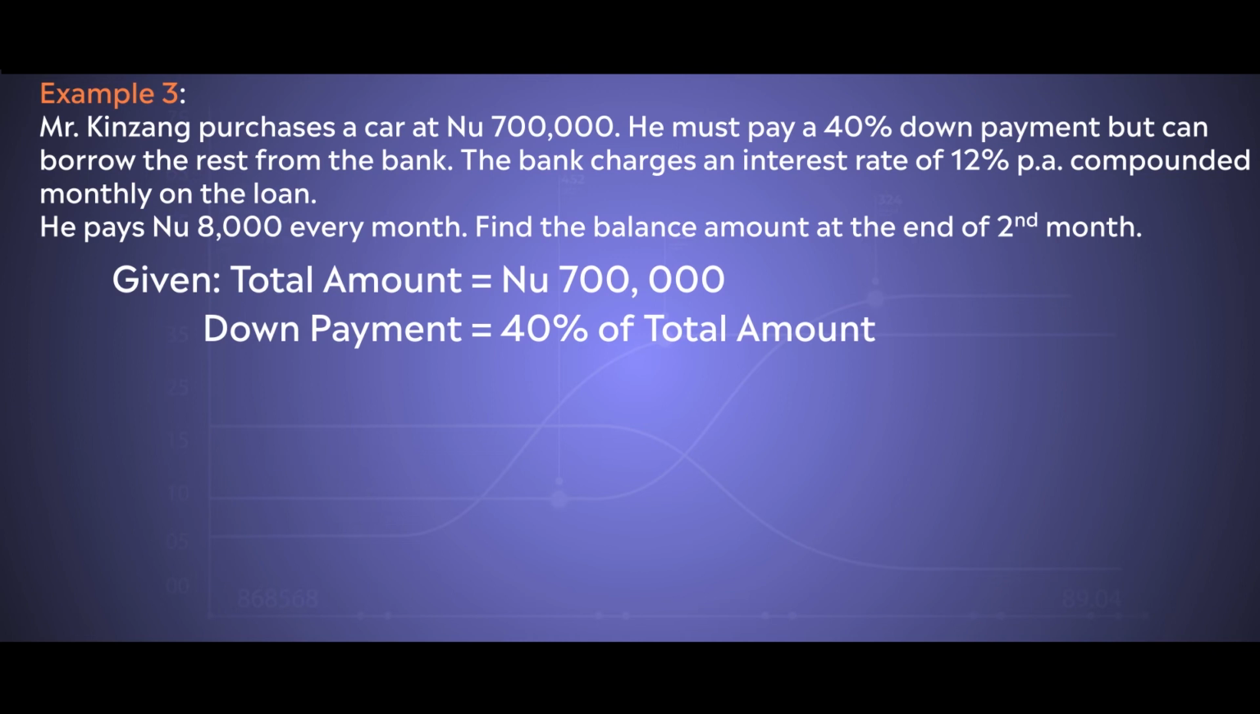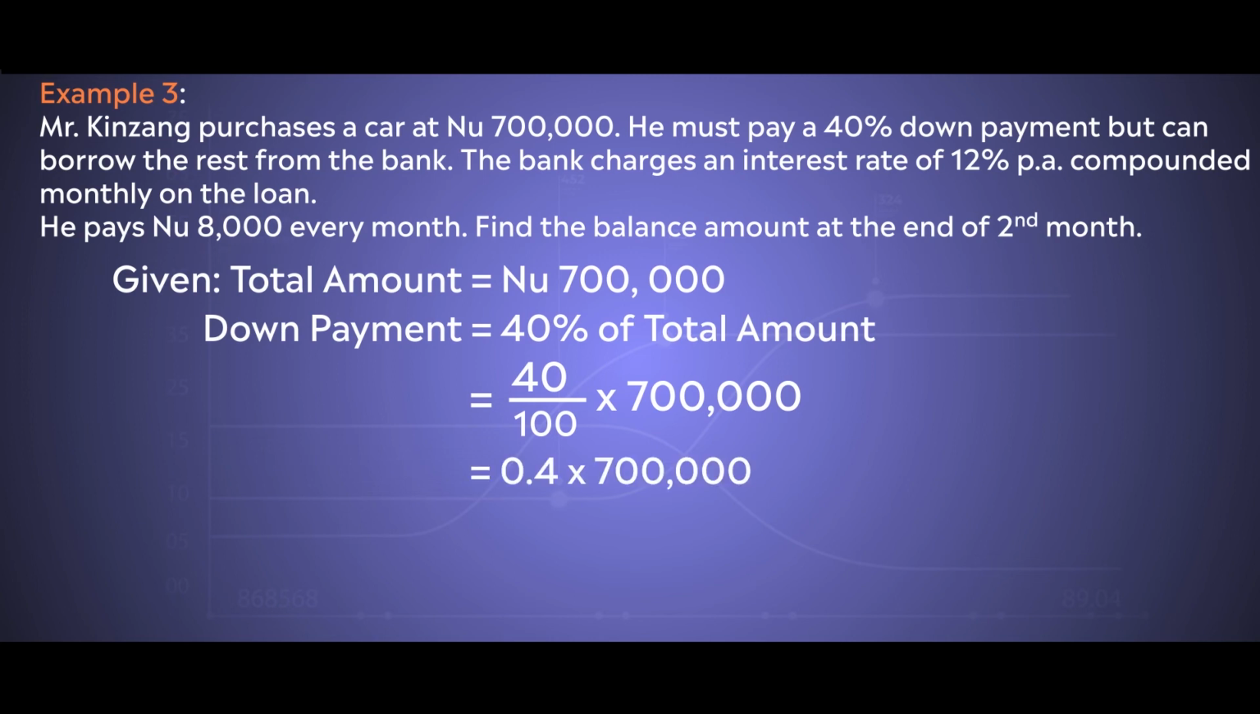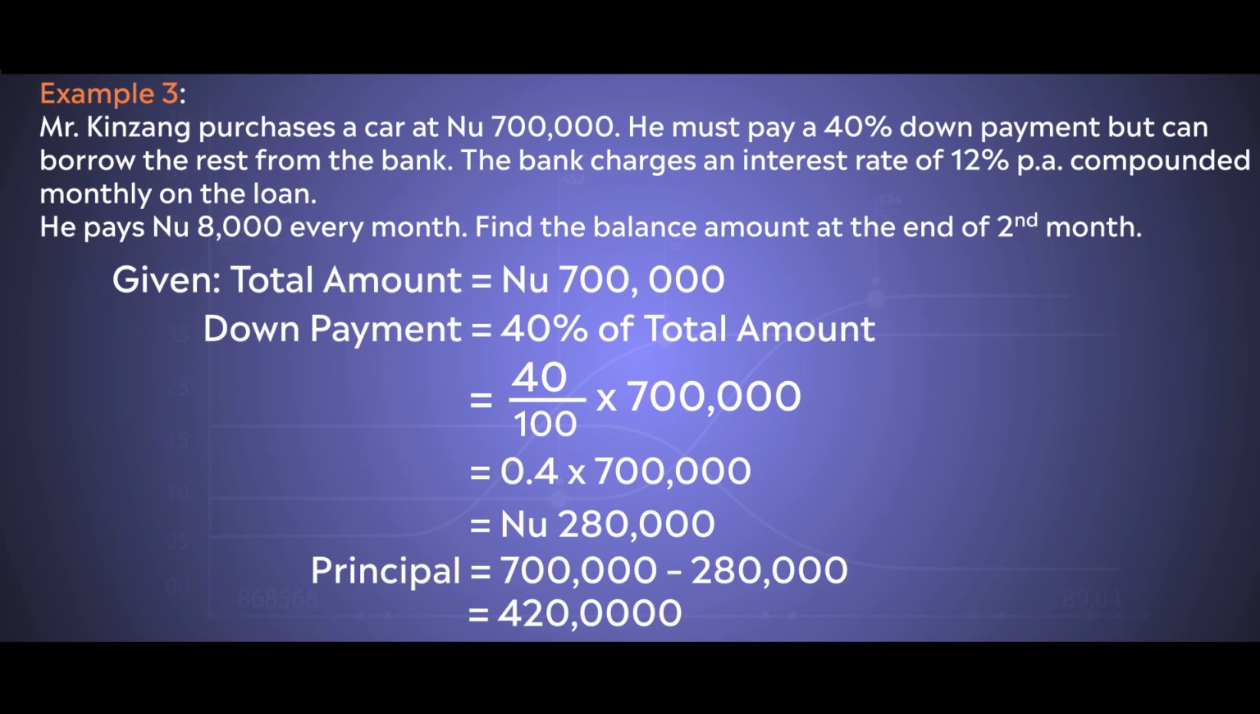As I said, 60% is the principal amount because 40% you are paying. So let's find the down payment first. 40% of the total amount is 0.4 times 700,000, which comes to Nu 280,000. Then the principal will be either 60% of 700,000, or you can just subtract the down payment from 700,000. It comes to 420,000. So that is the principal.